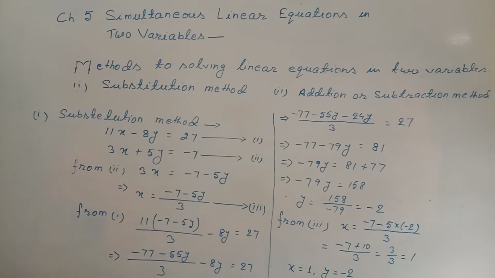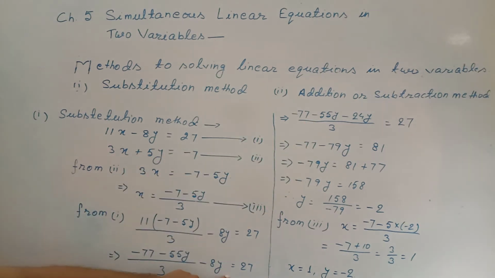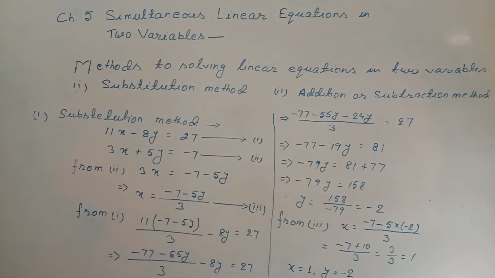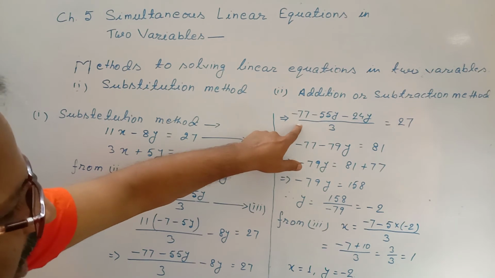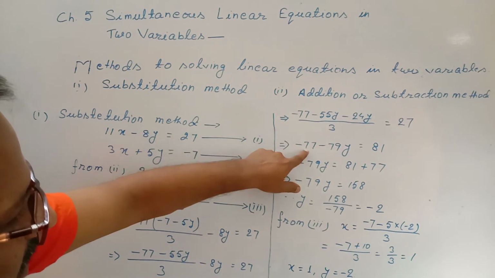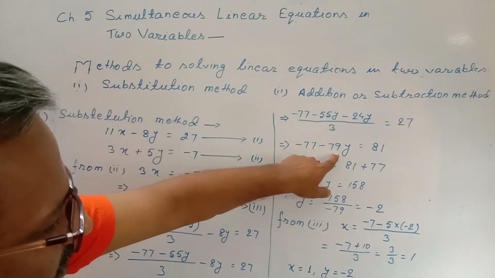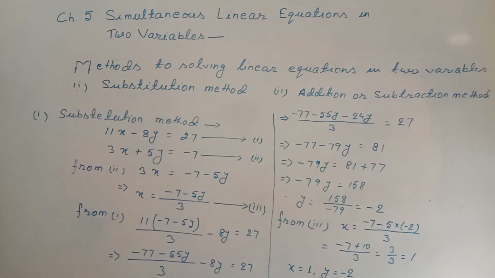I have taken the LCM. LCM became 3. Minus 77 minus 55y. Here is 1. This LCM is divided by 1, we got 3. 3 into 8y equal to minus 24y, that is equal to 27. Now I cross multiplied these two numbers. So for that I wrote at first this minus 77 minus 55y minus 24y, minus 79y, equal to 3 into 27, that is 81.